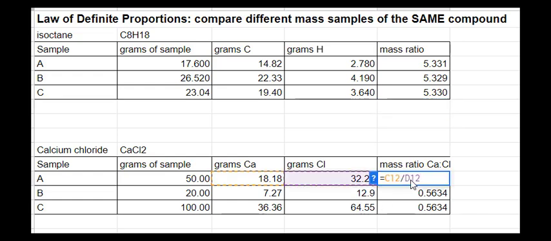Determine the mass ratio, in this case calcium against chlorine. We determine that, or we see that the mass ratio for calcium to chlorine for these 3 samples of different masses, we have the same mass ratio of the elements.